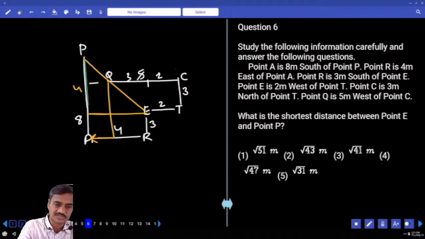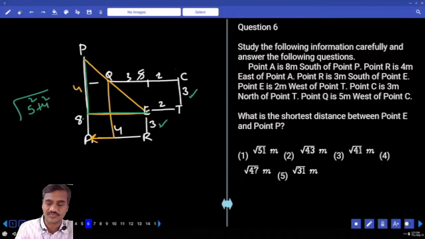Now this is how much? Now the total is how much? 3 plus 3 is 6, and 6 plus 2 is 8. Now out of this 6, 3 is already completed here, isn't it? And so this must be how much? 5. And 5 square plus, now this is 4 square. And 5 square plus 4 square, how much is that? 25 plus 16, root over 41, choice 3.